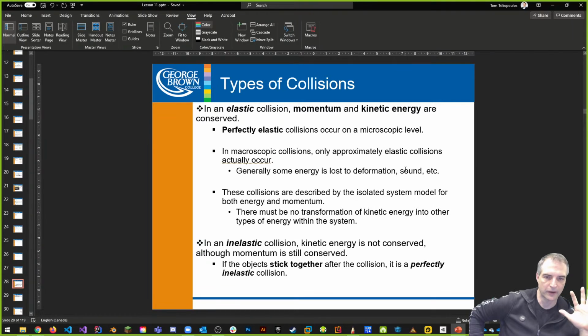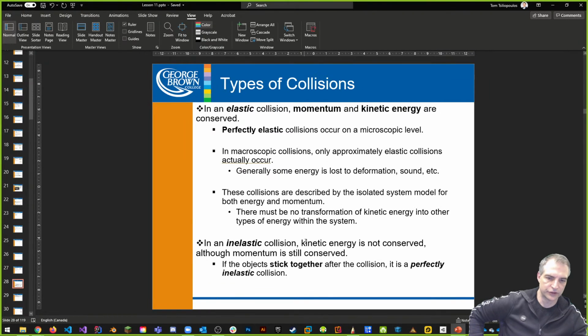In macroscopic collisions, only approximately elastic collisions occur, right? In other words, they're kind of elastic, but there are some issues. Energy is lost to deformation, sound, heat. We talked about these things before. It's not a perfect transfer of energy. Whenever we have a collision, energy is lost to the environment, for example in sound waves or heat. And when you crumple an object, a lot of the energy is absorbed inside the crumpling. Of course, we want that so we don't kill ourselves when we collide with other cars.